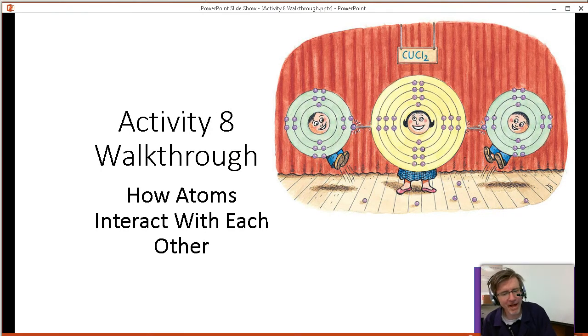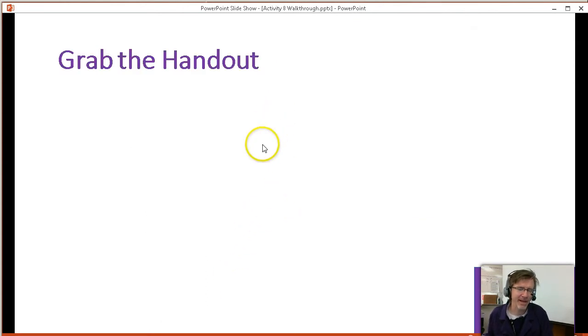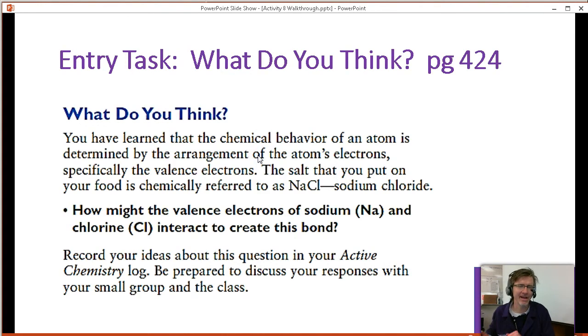We're walking through this chapter. We're going to talk about the stuff in the investigate section. First you need a handout, so you're going to write down some notes from what we're doing today, and start with the entry task. So take a few minutes. What do you think about this question here?